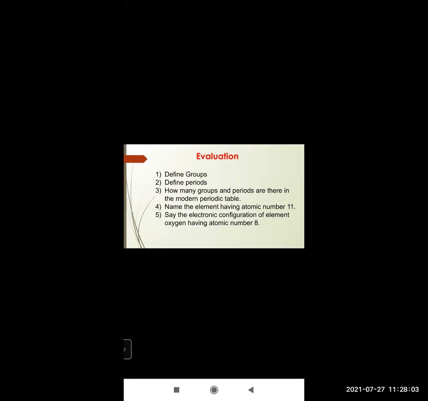Clear? Then fourth question is name the element having atomic number 11. So if any students know the name of the element having atomic number 11, they can tell the answer. You can find out from the periodic table and you can just tell me what is the name of that element having atomic number 11. Any students know the answer for that? Name the element having atomic number 11.